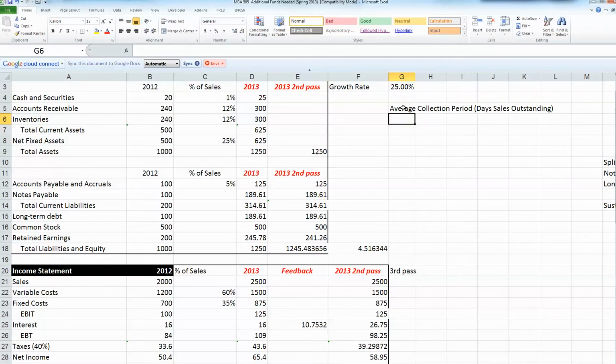So to calculate it, what I can do is take my accounts receivable, and I'm using 2012's values, divide by my average daily credit sales. So my total sales are 2,000, and I'm just going to assume they're all on credit. To convert them to daily, divide by 365. So on average, it takes my credit customer about 44 days to pay me.